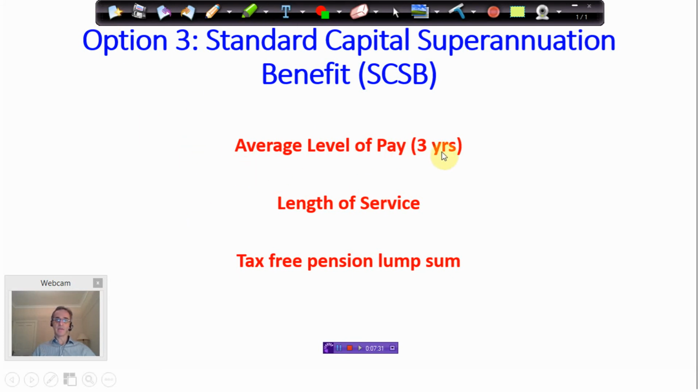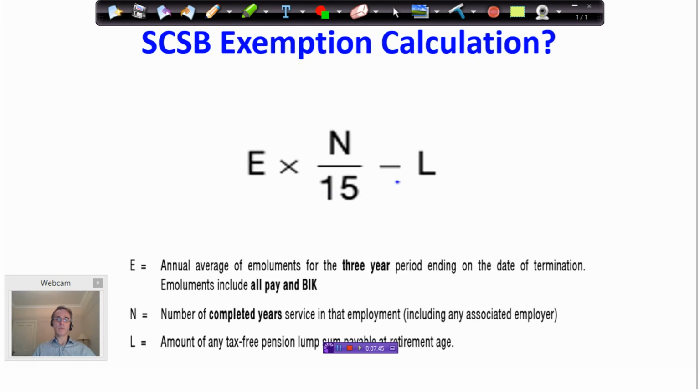The average level of pay in the 3 years leading up to the date of termination, not the last 3 tax years. I draw your attention to that. The length of service, and also the value of the tax-free pension lump sum. Okay, so what we need to know for this particular area is the formula. In other words, how do we calculate the SCSB exemption? It's simply by using what you see there on the screen: E times N over 15 minus L.